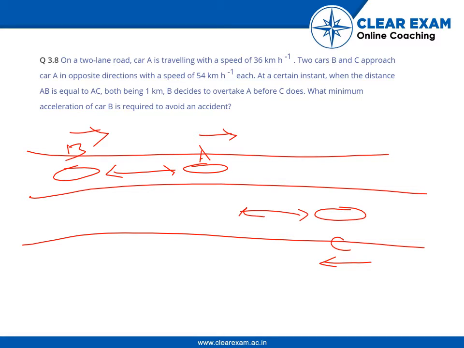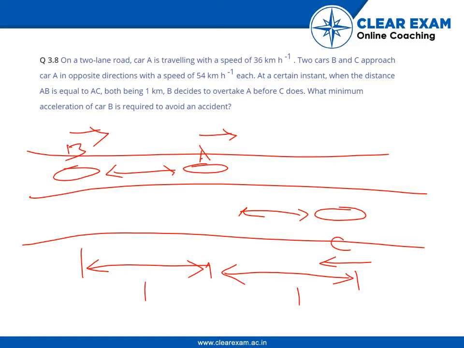Now the question talks about an instant where AB is equal to AC. That means both distances are equal and they are both 1 kilometer, right? So if they come to the same position at the same time, there could be a clash, right? Because this is a two-lane road, three cars can't be in the same position at the same instant.